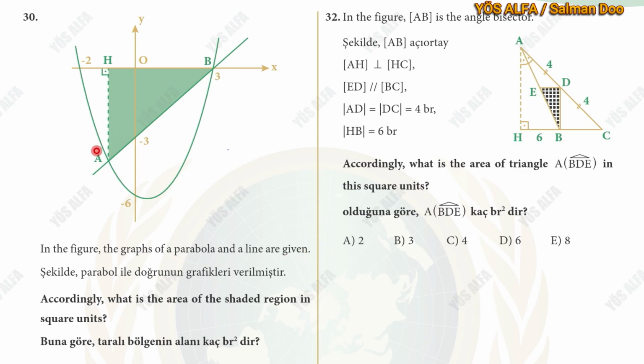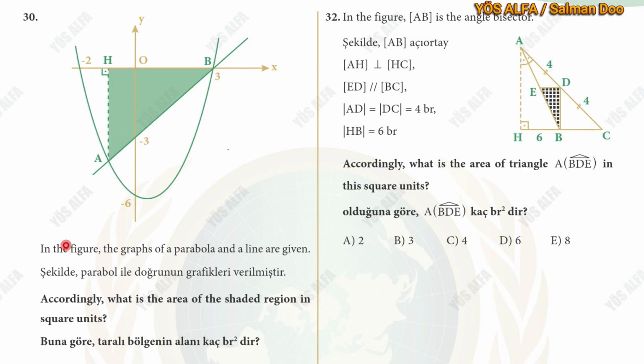In the figure, the graphs of the parabola and the line are given, and the shaded area is asked. To find the area, we need to know point H, the base of the triangle, and point A, the height of the triangle. Once we know the point A, we know both the base and height of the triangle at the same time. So the key here is to find point A.